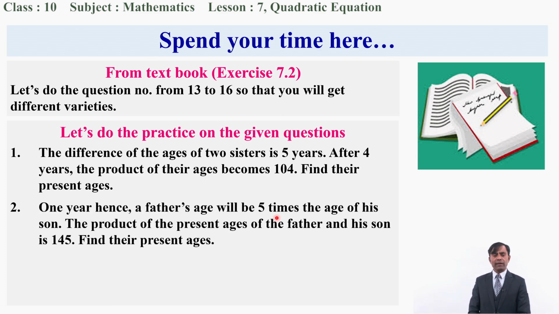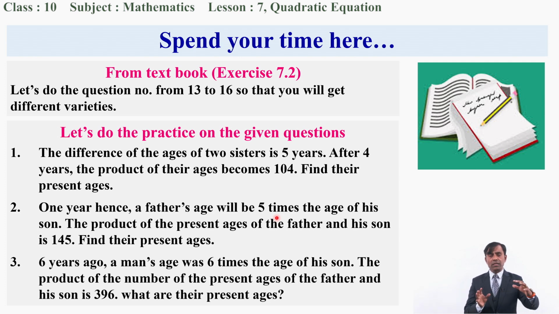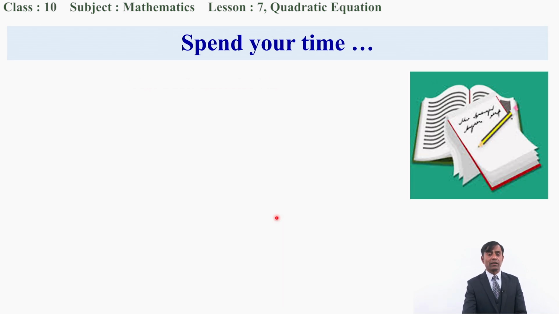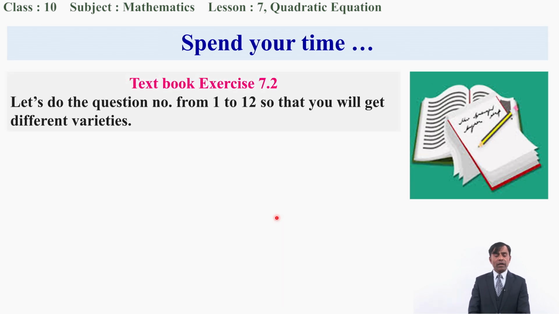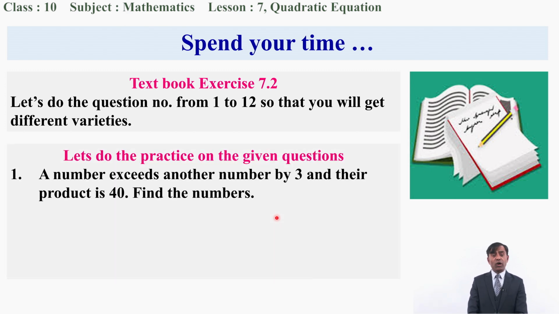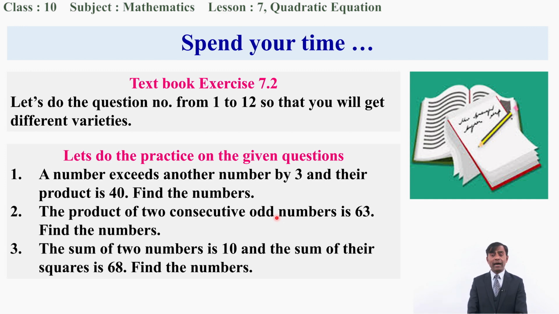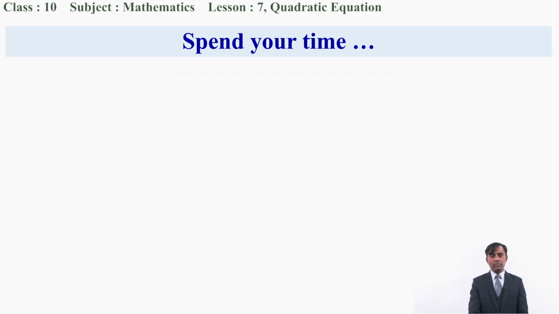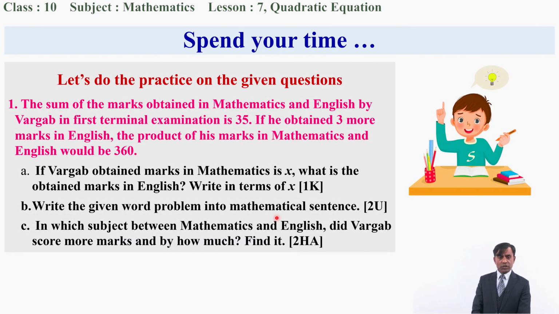All the questions are related to age and numbers. These three extra questions are related to age, so you can complete them. Similarly, for number-related problems from our exercise 7.2, questions 1 to 12, you can solve them. There are different varieties of questions. Similarly, some questions are not in our book and are a little different, so let's practice these also. Here are also three questions belonging to the number case.